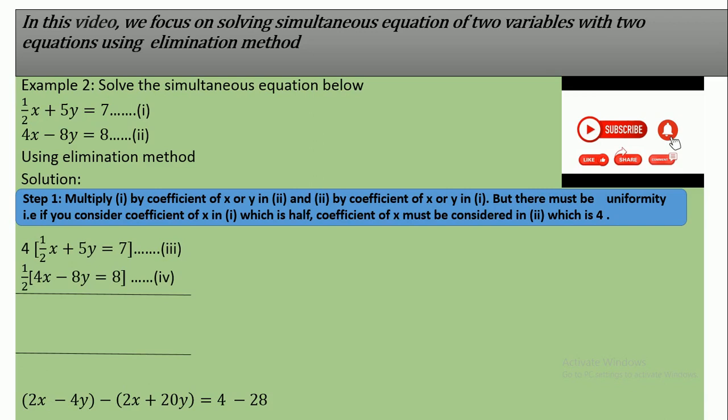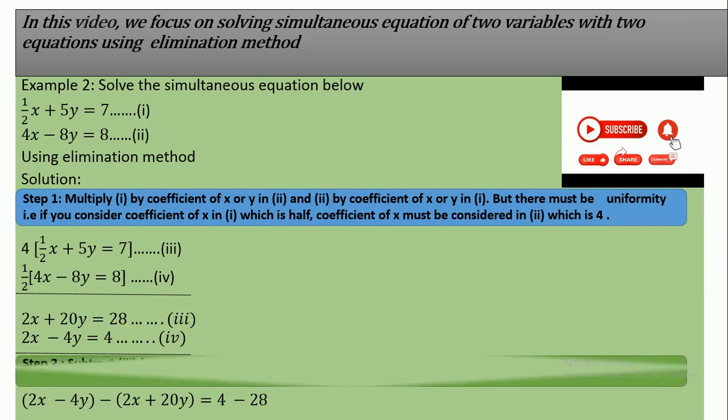So the coefficient of x in equation 1 is 1 over 2. It will be used to multiply everything in equation 2, and it shall be labeled 4. The coefficient of x in equation 2 is 4, and it is going to be multiplied with everything in equation 1. That is why we have 4 open brackets 1 over 2x plus 5y equals 7. After opening the brackets, you have 2x plus 20y equals 28, equation 3. 2x minus 4y equals 4, equation 4.